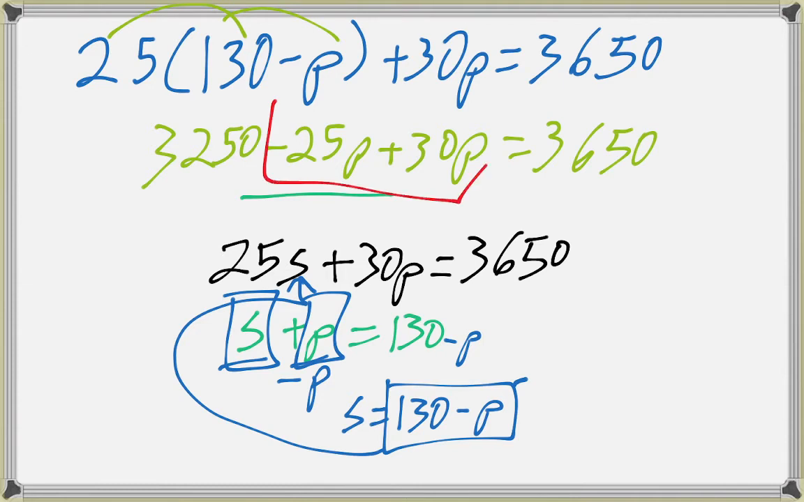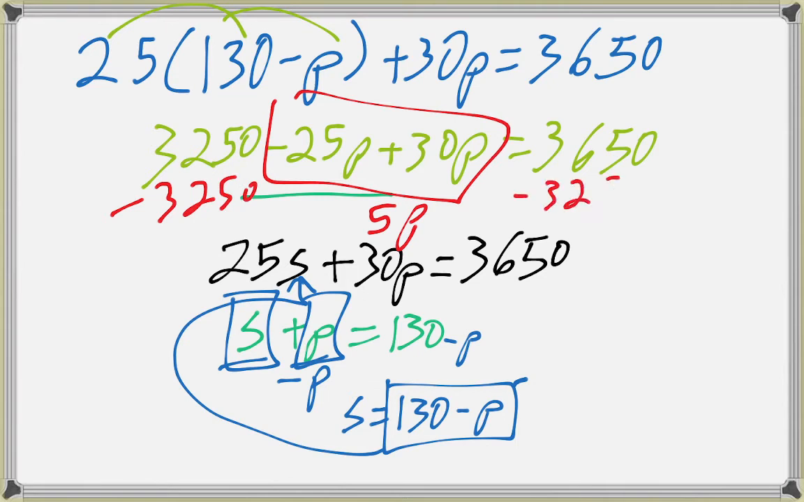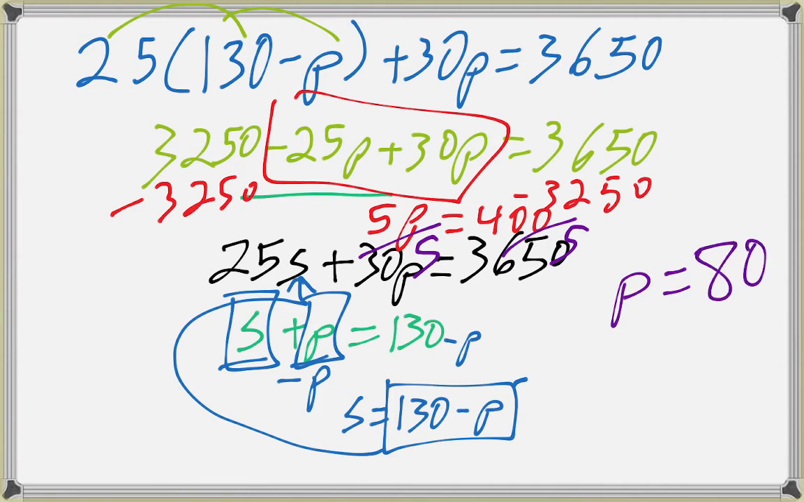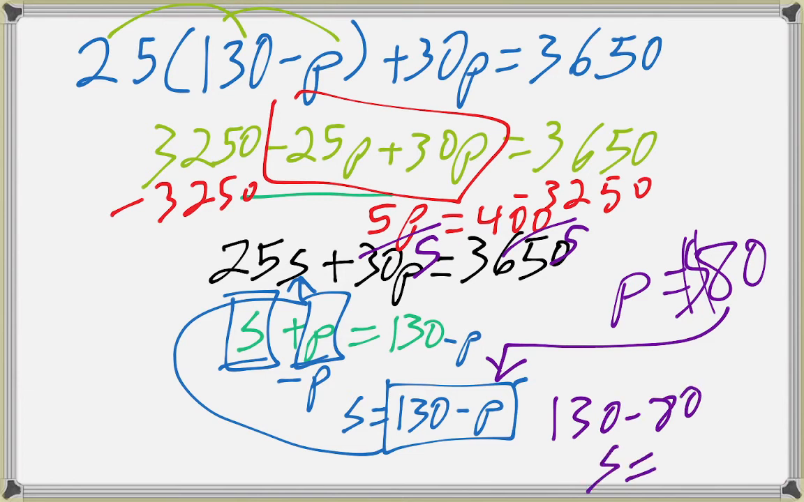Start solving. That's going to make 5p. I'm going to subtract this over. That equals 400. Divided by 5, divided by 5. 400 divided by 5 means that my P price is 80. So it costs $80 for a parasailing lesson. If I plug that in there, 130 minus 80 means my surfing lesson is 50. So I have my answers.